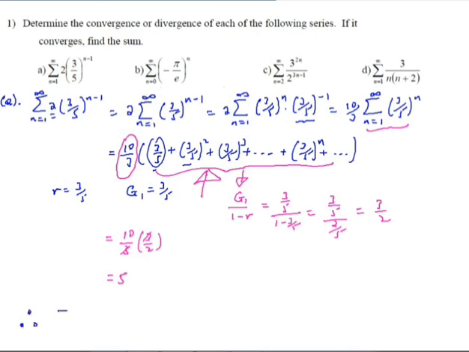Okay, therefore the sum of this infinite series, n from 1 up to infinity 2 times 3 over 5 to the power of n minus 1, converge ያደርጋል። ወዴት ነው ኮንቨርጅ የሚያደርገው? ወደ 5 ነው ኮንቨርጅ የሚያደርገው. So the sum is 5 and it converges to 5.